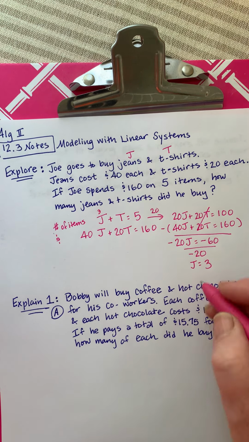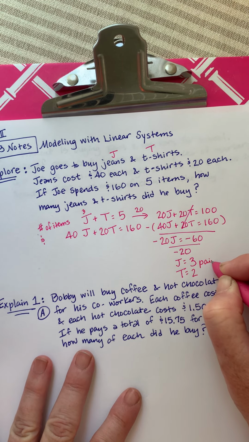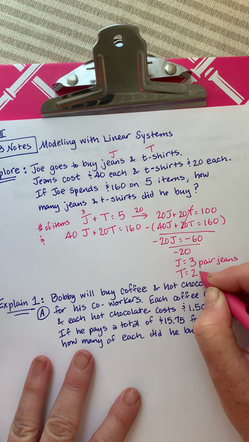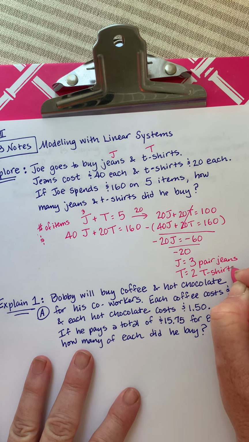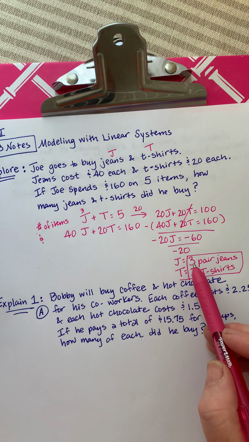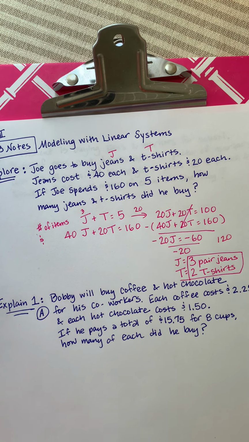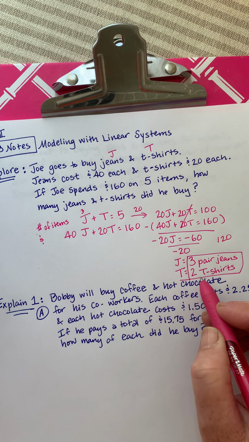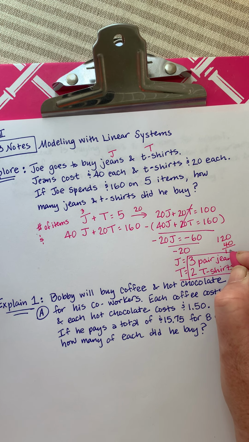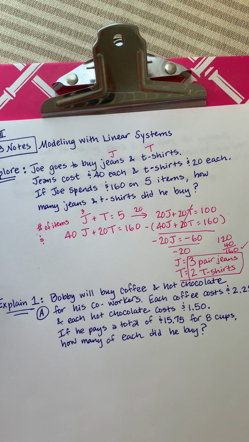Well, he bought a total of 5 items, so he must have bought 2 t-shirts. So 3 pair of jeans and 2 t-shirts. What I really like about these problems is that it's very easy to check and see if that makes sense. 3 pair of jeans at $40 a piece is $120. 2 t-shirts at $20 a piece is $40. He spent a total of $160, which is what they told us in the problem. So it's very easy to check and see logically if your answer makes sense.